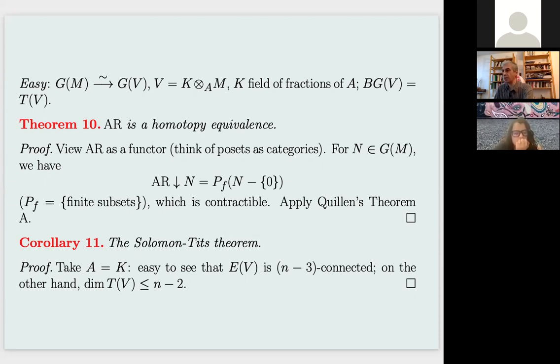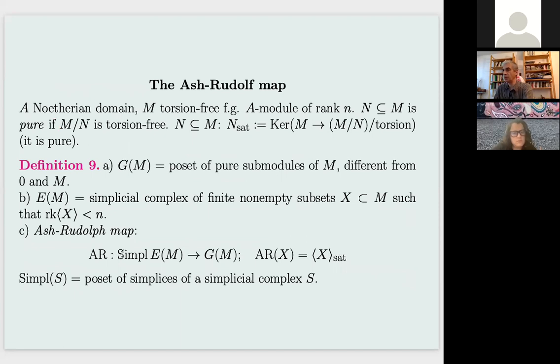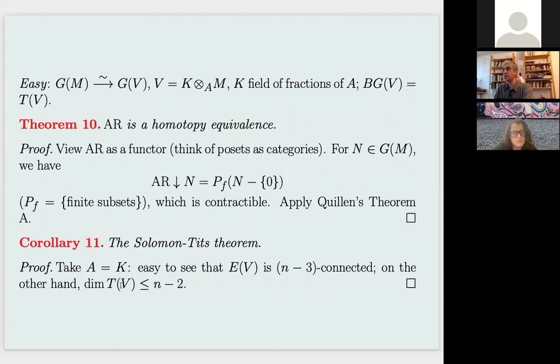And then from this, you deduce also very easily the Solomon-Tits theorem, because we take A equals K. And then on the one hand, it's easy to see that this simplicial complex E of V is n minus 3 connected. It's the one which is on the left here. And on the other hand, the Tits building has dimension less than n minus 2. And there's a lemma that if you have a space which is n minus 3 connected and of dimension at most n minus 2, then it's a bouquet of n minus 2 spheres.